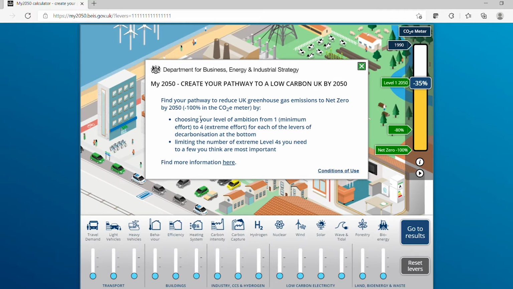That's a 100% reduction in the CO2 meter reading on the right hand side of your screen in yellow and white. BEIS have created a whole energy system model for this interactive, involving thousands of data sources and assumptions on greenhouse gas emissions in the UK, most of which are carbon dioxide. The interactive comes to life when you click it.